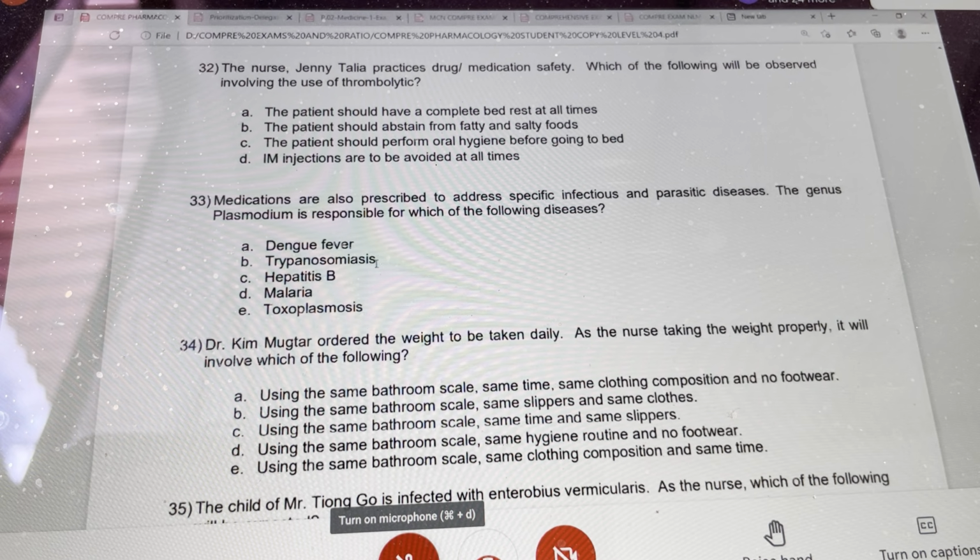Okay, this is transmitted through the bite of what? It's not a mosquito. Fly. It's your fly. Fly lang yung narinig ko. May mauuna pa dapat dyan bago yung fly.